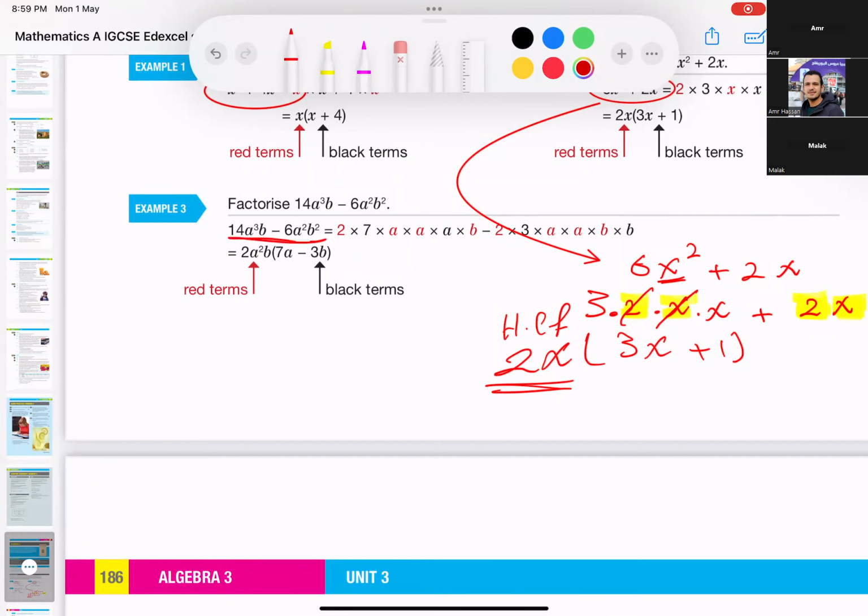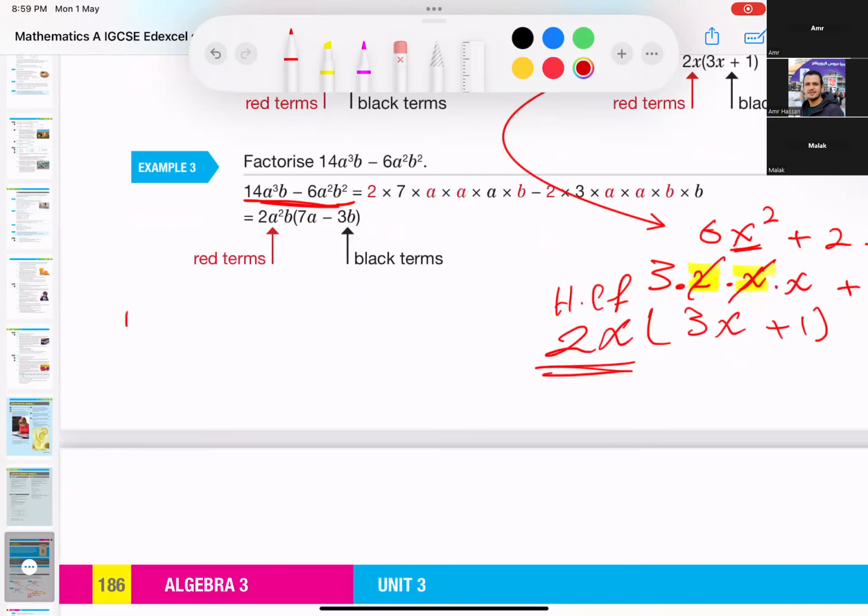Okay, so let me do this one. We have 14 a power 3 b minus 6 a power 2 b power 2. Let me work out this one. I want to get the factors of 14. So it's supposed to be 2 multiplied by 7, right? Yeah. What about a power 3?